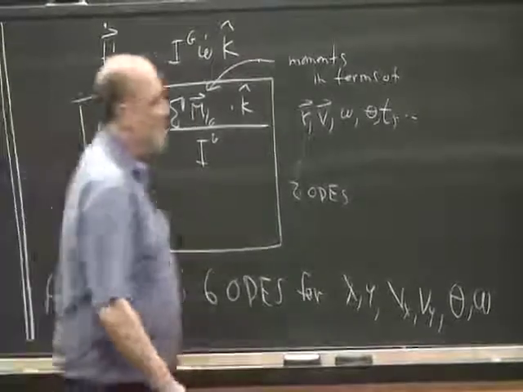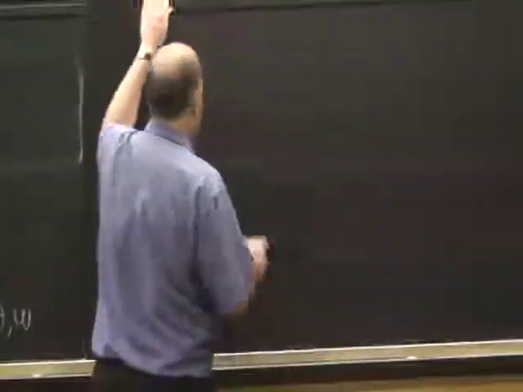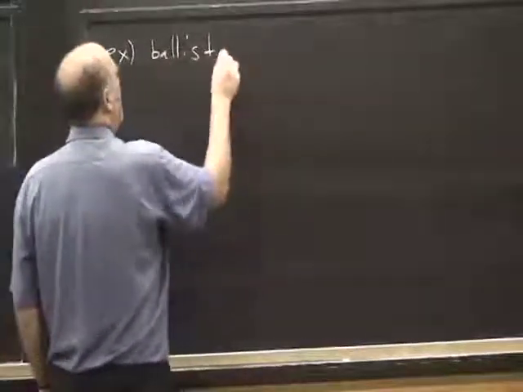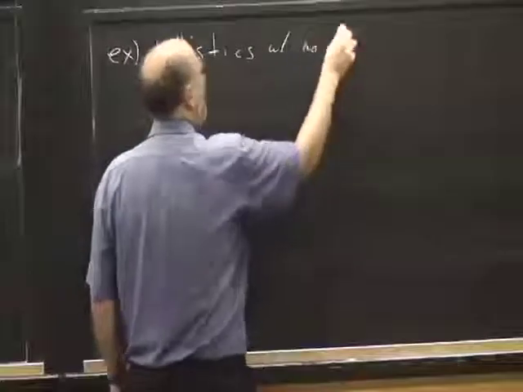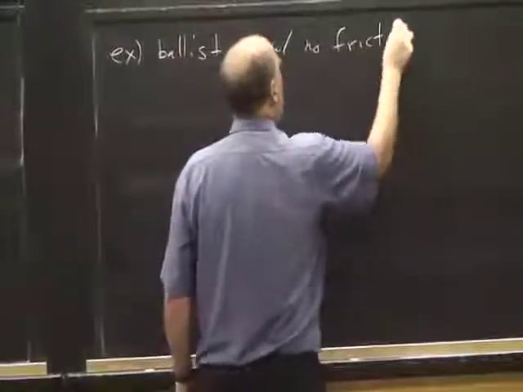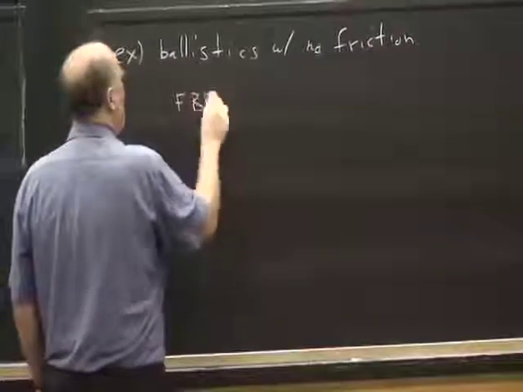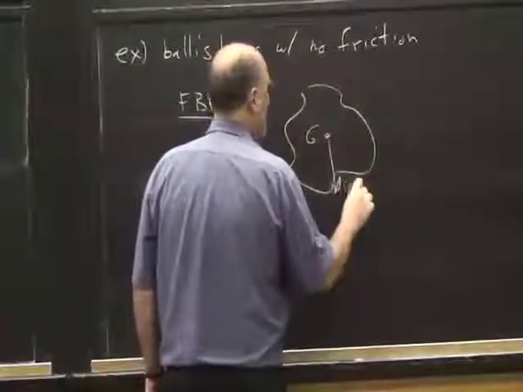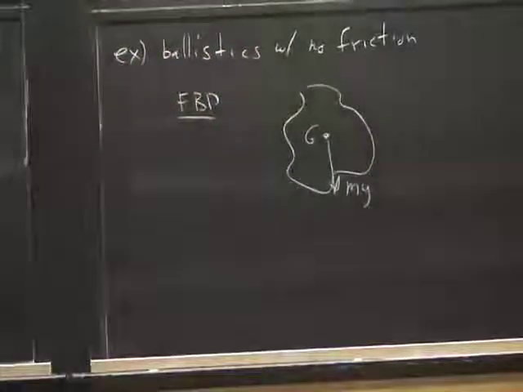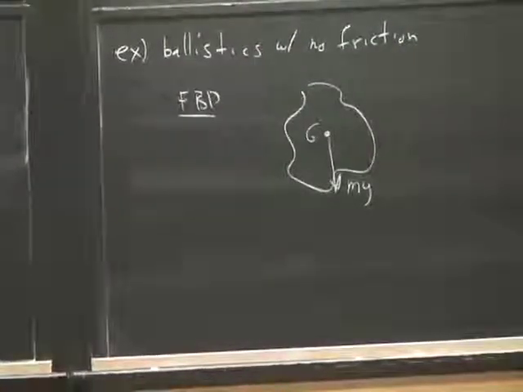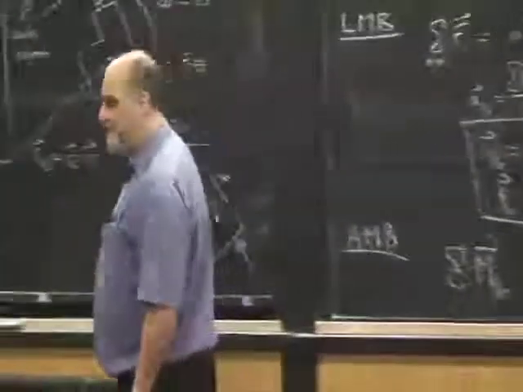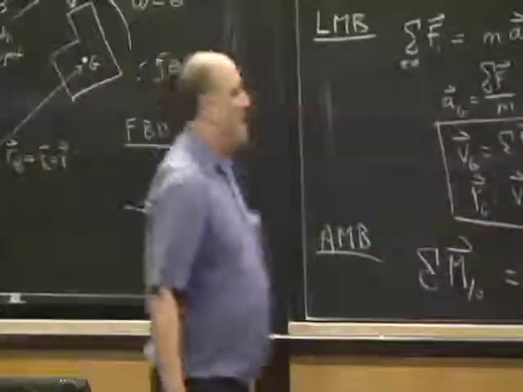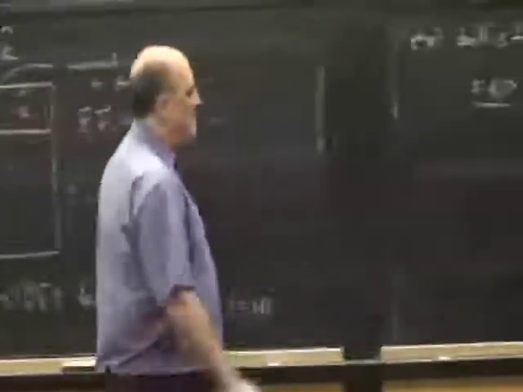Now, let me just give a simple example. Ballistics with no friction. So the free body diagram will look like this. Here's our object. We'll have our point G, and we'll have mg like this. And so this is the eraser going across the room, the one I just threw across the room. If we leave out air friction, how does that move? Well, F equals ma is just like for a particle.